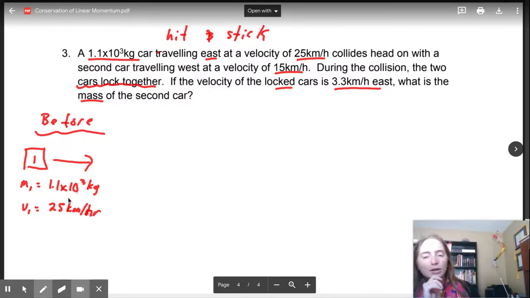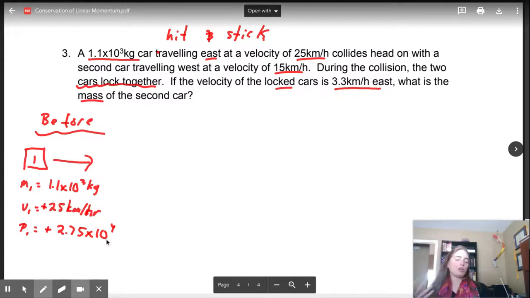So, well, I can easily calculate my P1. Now it's going east. I'm going to actively choose at this point to make east positive and west negative. Okay, so that means I'm going to wind up with a positive 2.75 times 10 to the 4 for my momentum of object 1 initially, and the units are going to be kilogram kilometers an hour.